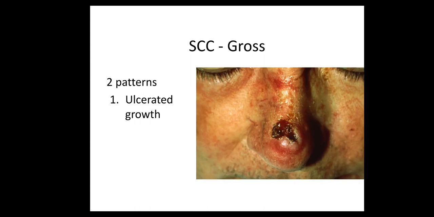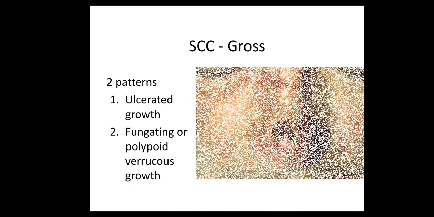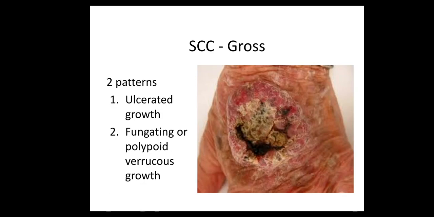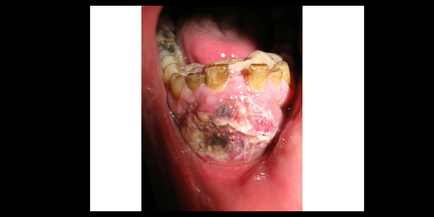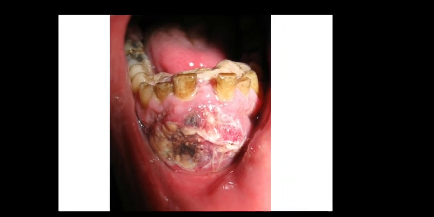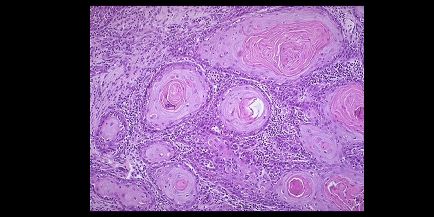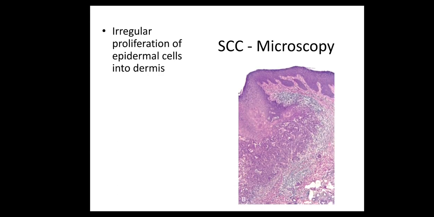There are two patterns of involvement. One is you have an ulcerated growth. It can be in the form of a small ulcer, or it can be a fungating or polypoid or verrucous type of growth, like a cauliflower type of growth. Here again you are seeing a cauliflower type of growth with a small ulcer on top. This is the histology for squamous cell carcinoma, wherein you are seeing irregular proliferation of epidermal cells. If you can appreciate here, the epidermal cells are proliferating down into the dermis.